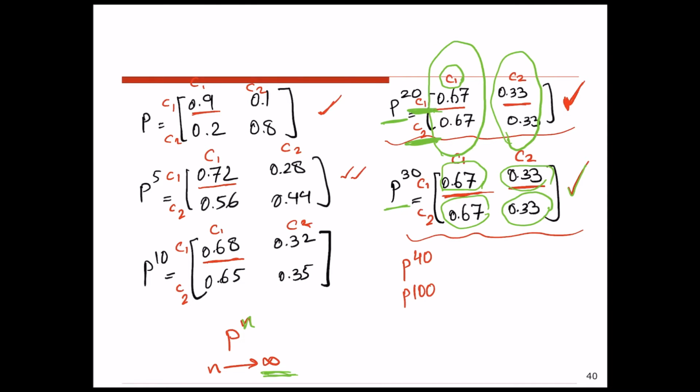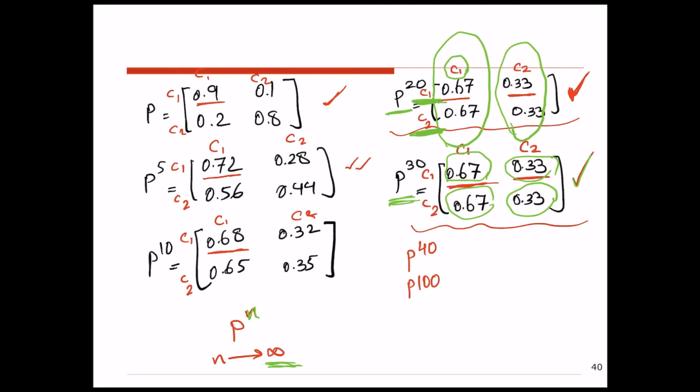And the same holds for P30 or P40 or P100. This means that as we try to predict the behavior of the system in the long run, these transition probabilities converge to some values, no matter what the state of the system is right now, no matter where we start from.